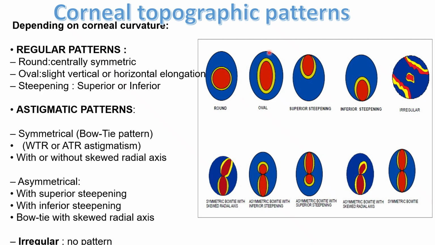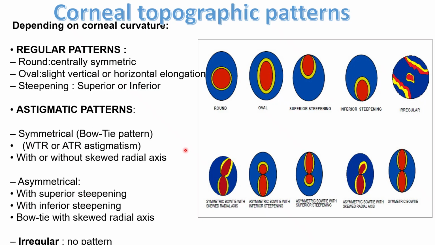If we look at oval, it could be a slightly vertical or a horizontal elongation. In the steepening, there is superior steepening or inferior steepening. And this one is an irregular pattern. If we look at the astigmatic patterns, there are symmetrical and asymmetrical patterns.